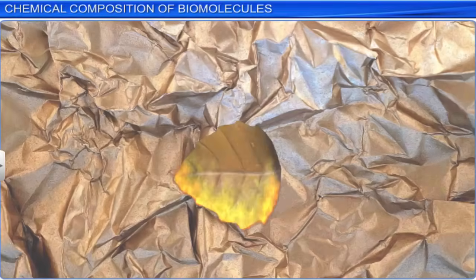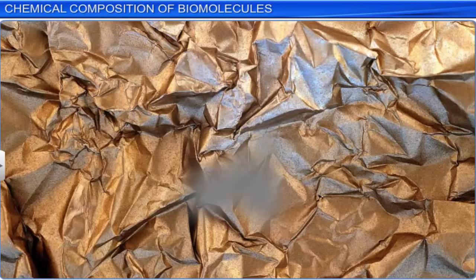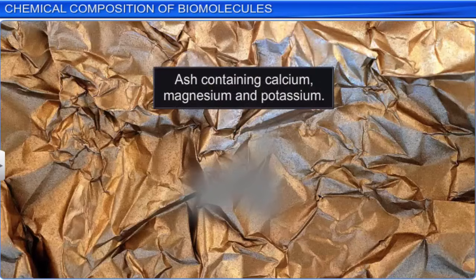Now, when we burn the leaf, the carbon compounds get oxidized and the leaf releases carbon dioxide and water vapor. The remaining ash contains inorganic elements such as calcium, magnesium, and potassium. Therefore, analysis of compounds helps us identify organic and inorganic constituents in a living tissue.